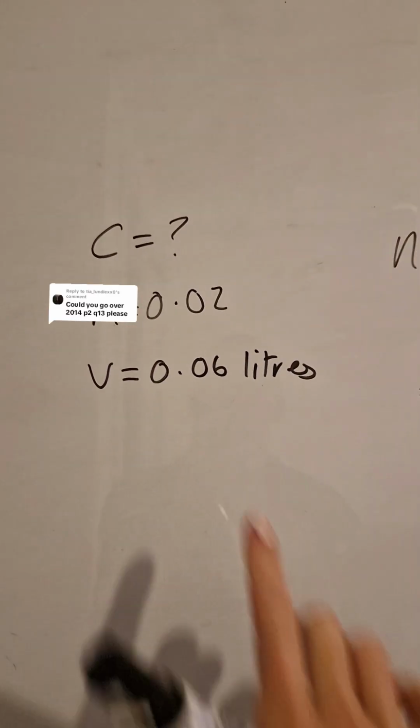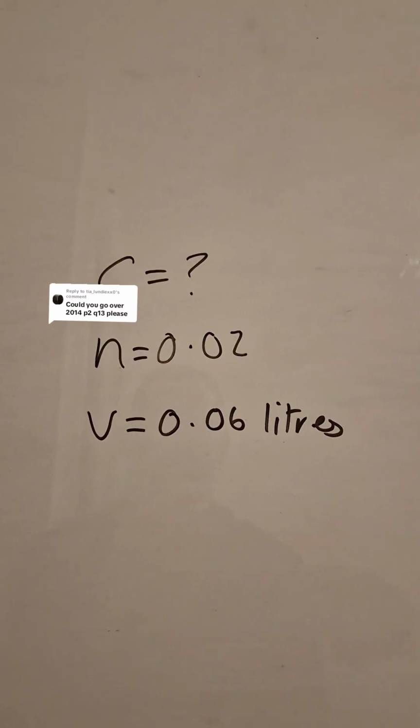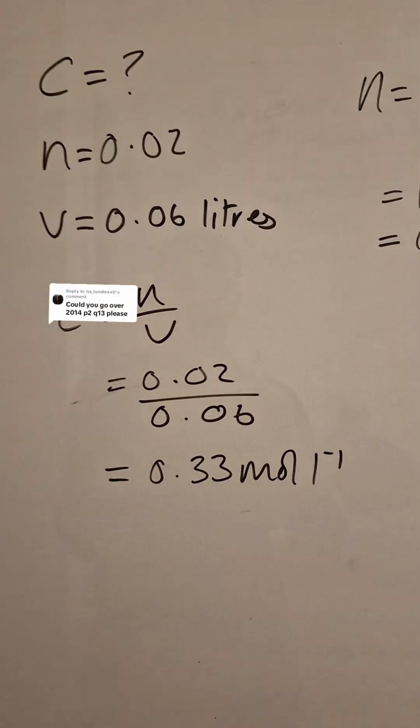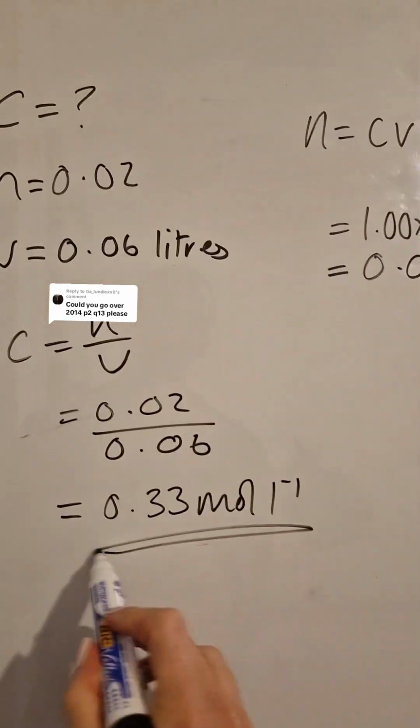Dividing that by 1,000 to turn it into litres gives you 0.06. Now we just do C equals n over V, which gives you 0.33 moles per litre. And that's your final answer for that one.